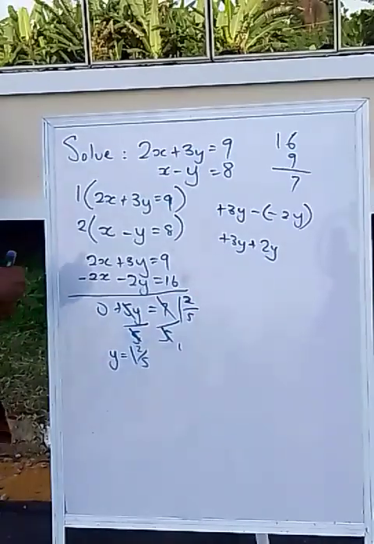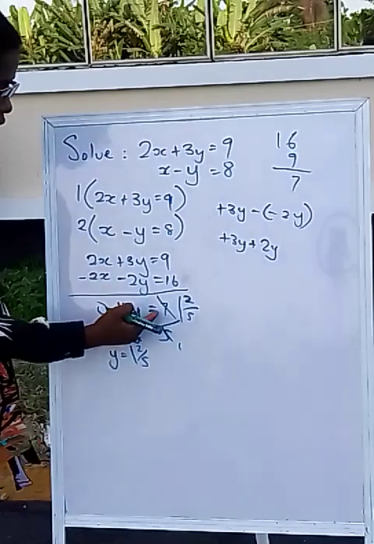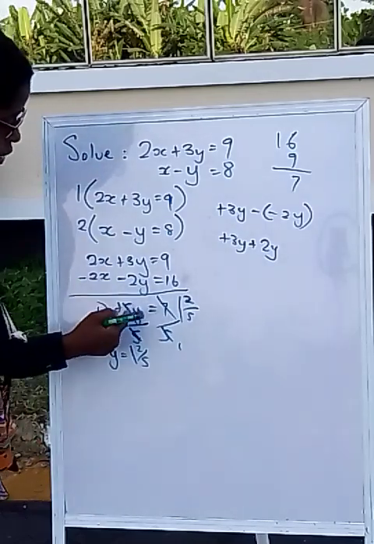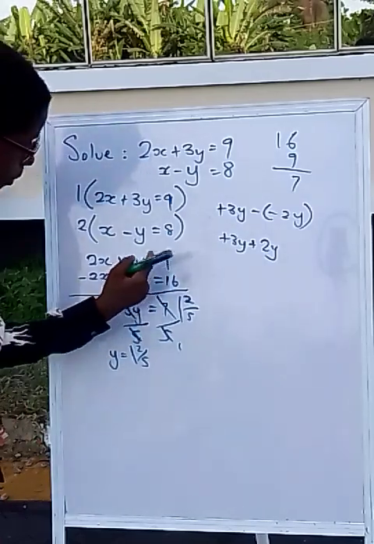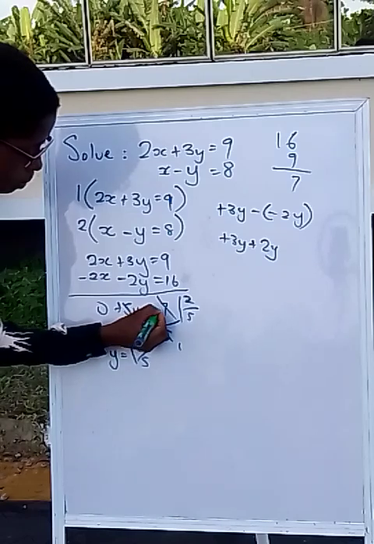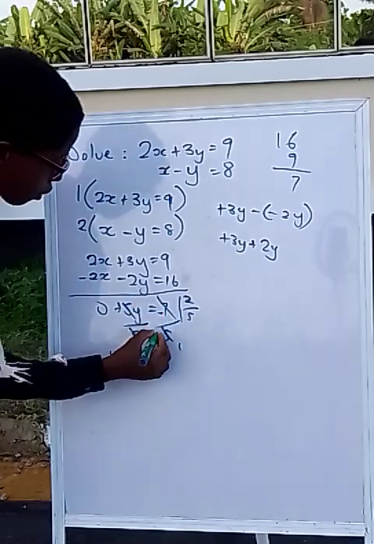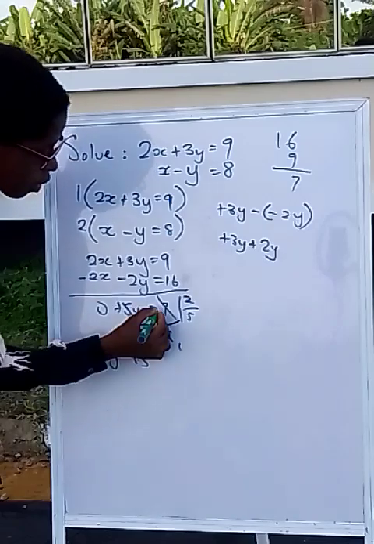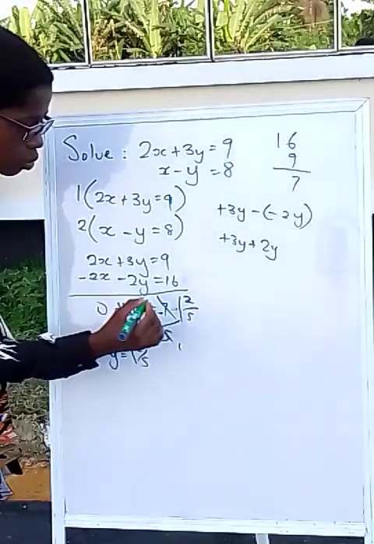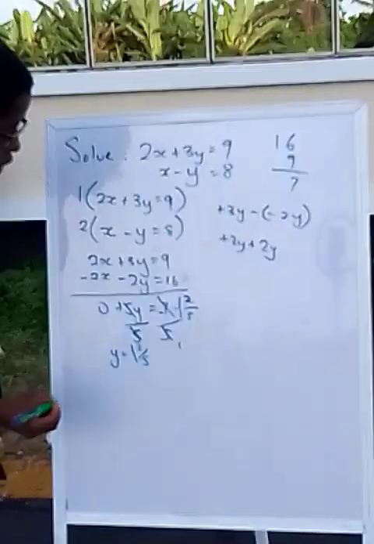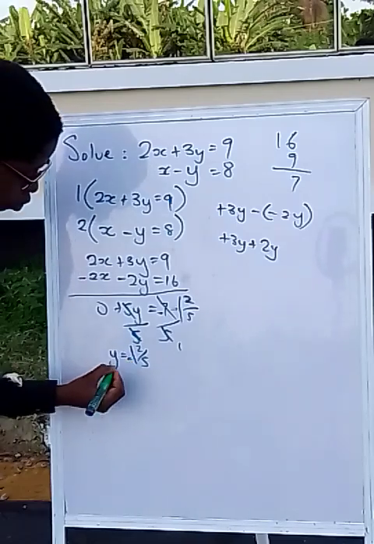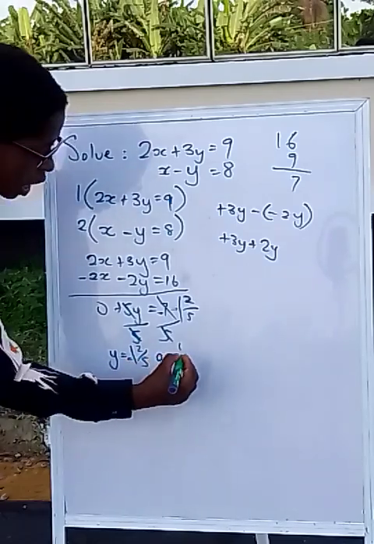this 7 is not plus but minus 7. So here we are going to have 5 cancels 5. 5 in itself is 1. 5 in minus 7 is minus 1 whole number 2 over 5. So y is minus 1 whole number 2 over 5, or we can just leave it as minus 7 over 5.